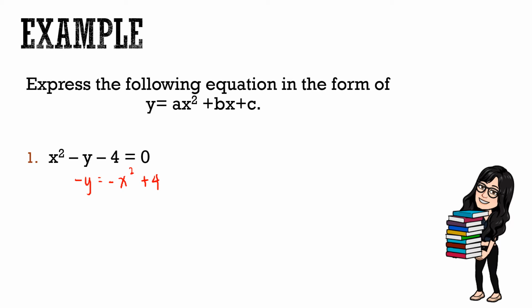Since the y variable is negative, we need to make it positive. Therefore, let's multiply both sides of the equation by negative 1. Multiplying both sides of the equation by negative 1 will change all the signs of the terms. Therefore, negative y will become positive y, negative x squared will become positive x squared, and positive 4 will become negative 4. Therefore, the final answer is y equals x squared minus 4.